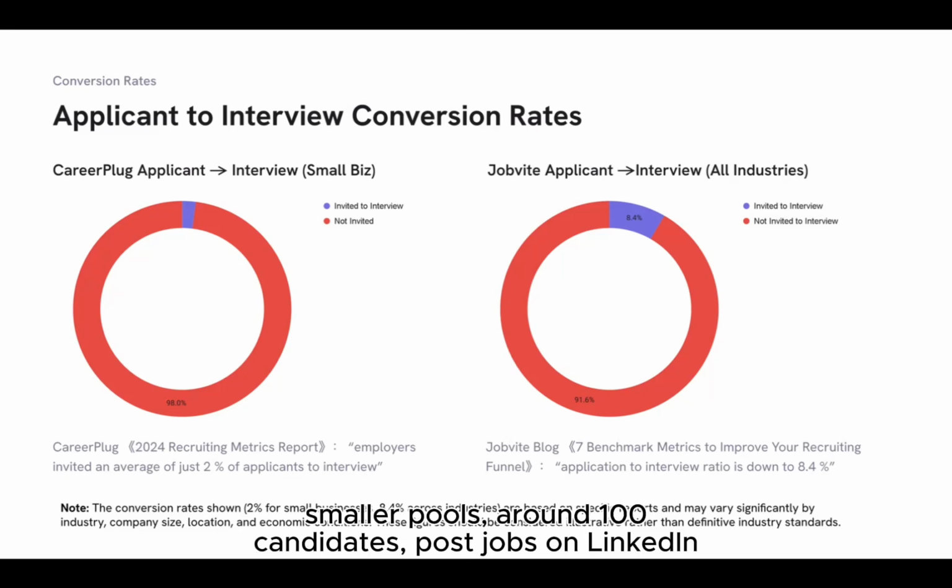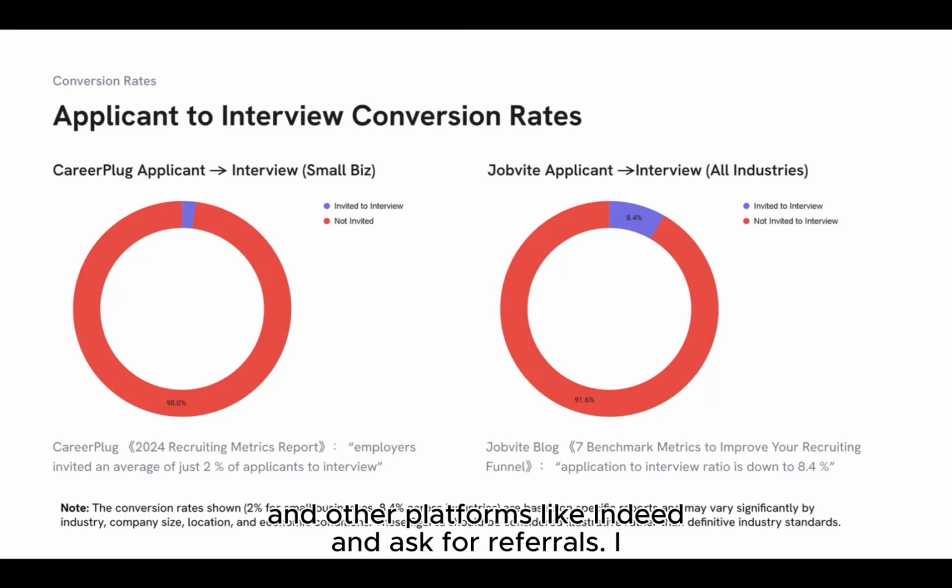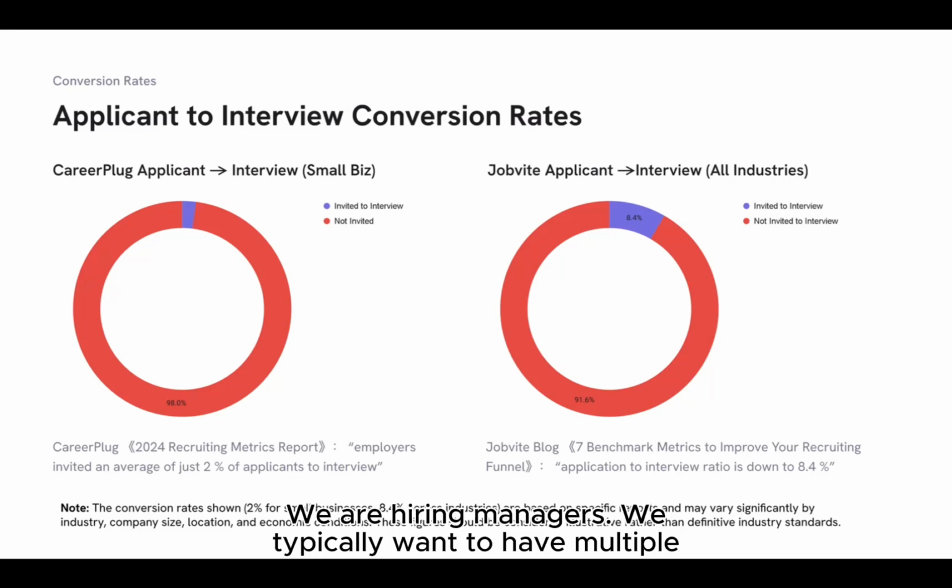For smaller pools, around 100 candidates, post jobs on LinkedIn and other platforms like Indeed and ask for referrals. I recommend having 3 to 4 finalists before making a hiring decision. Having just one candidate might introduce bias. As hiring managers, we typically want to have multiple finalists so that we can set up the baseline.